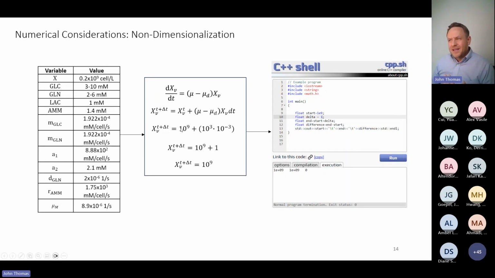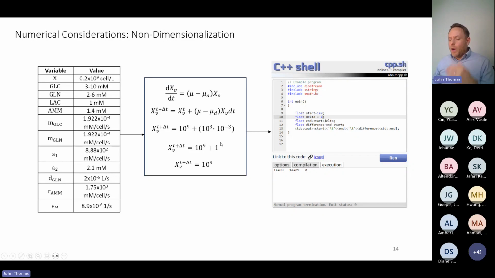But there's a point here. We're going to be trying to add to a number that's 10 to the 9 a number close to 1. So this growth rate will be around 10 to the 3. Our time step to do the simulation is going to be like 10 to the minus 3. We're going to have a problem.